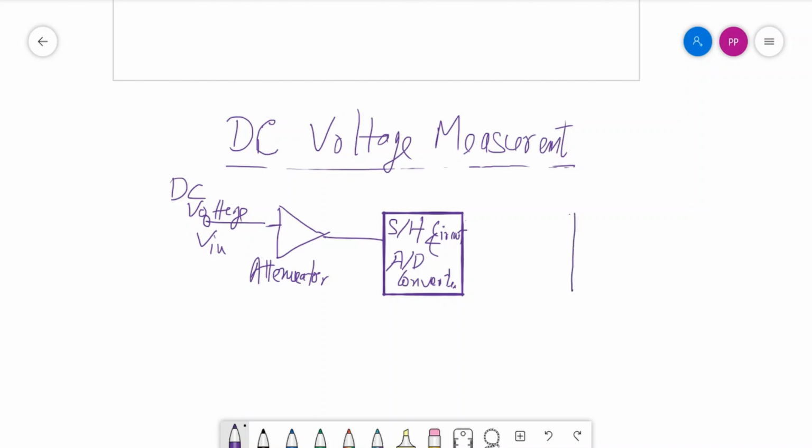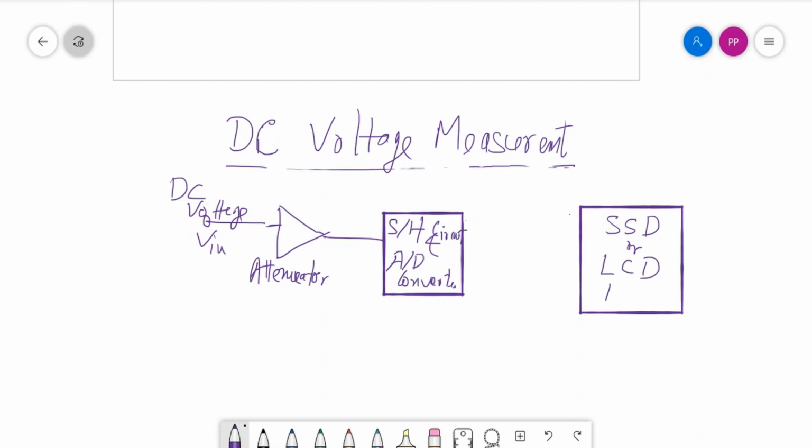So we can draw here the SSD or LCD display. So from here bit by bit it goes. Sometimes it goes one by one as the result comes. Sometimes it goes together. So these are called the serial communication or parallel communication.